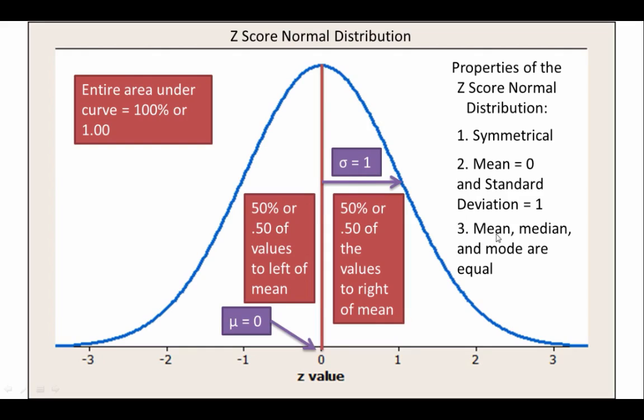And then finally, the mean, the median, and the mode are all equal in a z-score distribution. So if we know that the mean is equal to 0, then that tells us also that the median and the mode are also equal to 0.